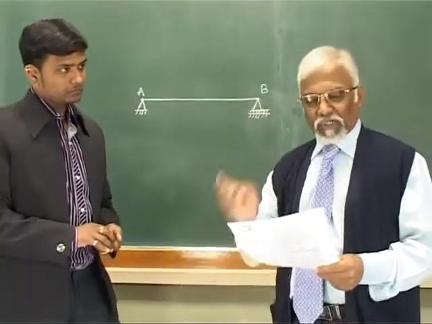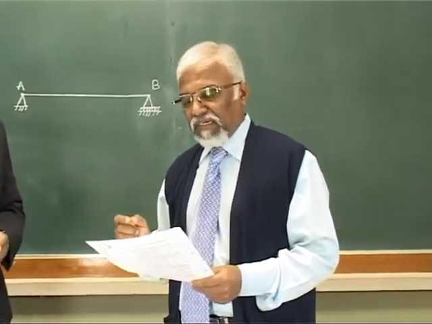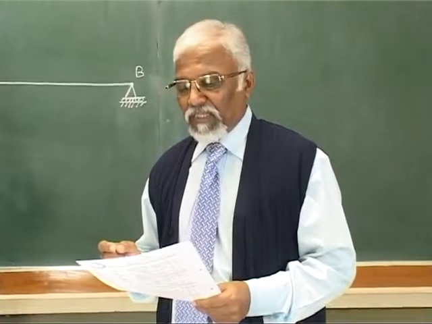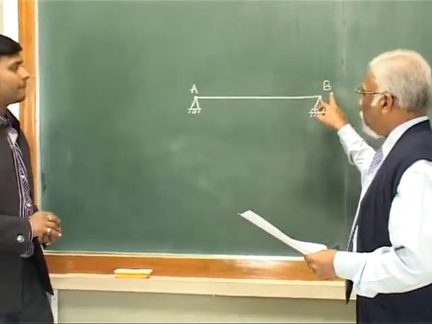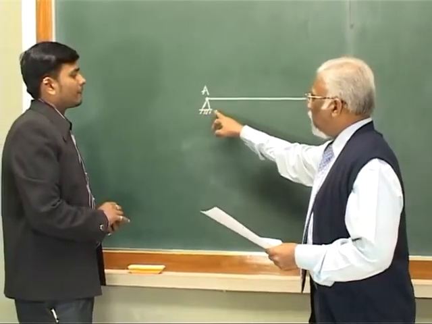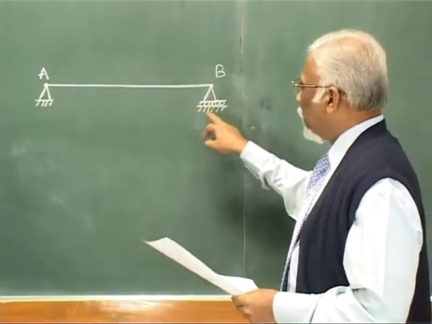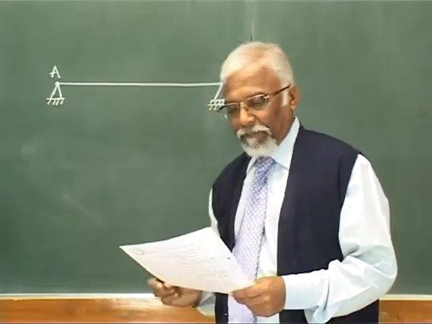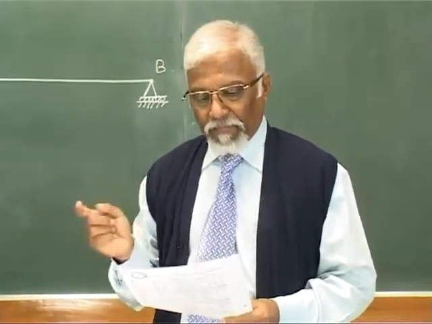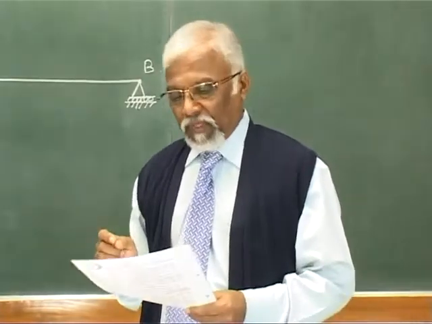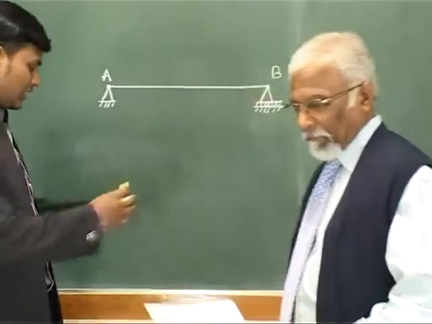Okay. The first question. Calculate the degree of static indeterminacy for the beam shown. You have a beam AB. It is with a hinge support here and with a roller support here. Your options are option A, 0, option B, 1, option C, 2, and option D, 3. Raviraj, you are ready? Yes, sir.